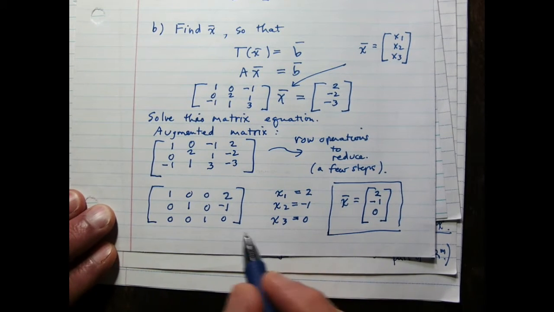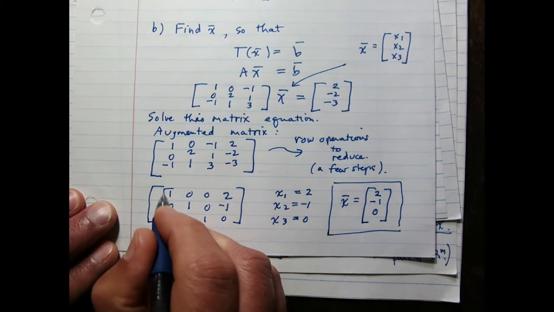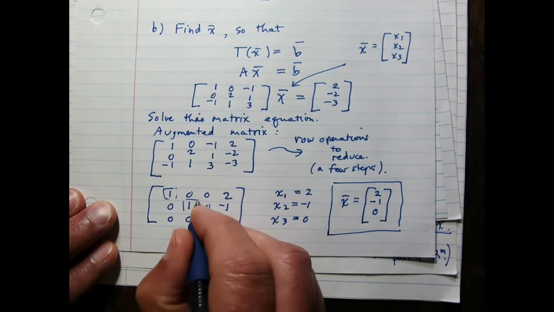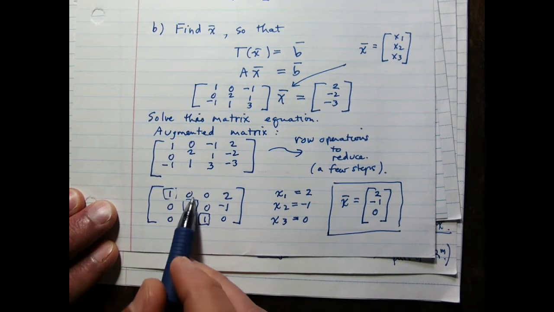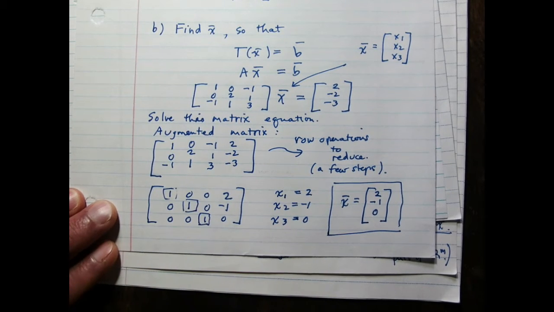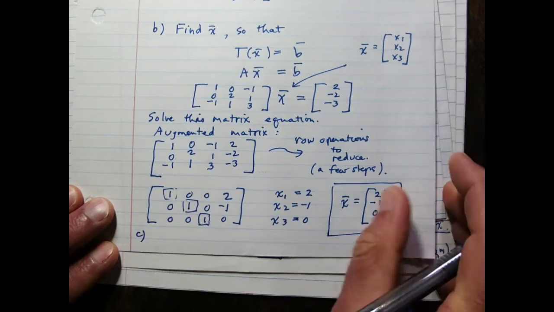Now, we have no free variables in this solution, right? Because we ended up with 3 pivot positions, so we had 3 pivot columns, one for each of the 3 variables involved in this problem. So this is actually a unique solution. So we can go ahead and answer. I think I can fit it right at the bottom of this sheet.